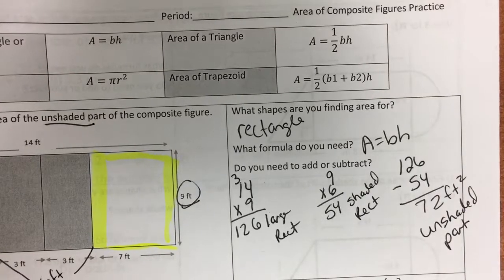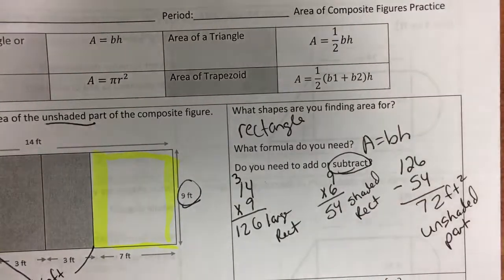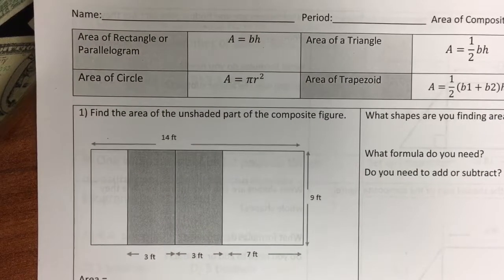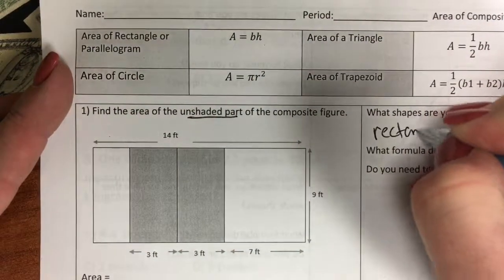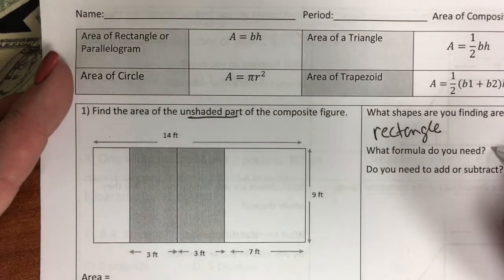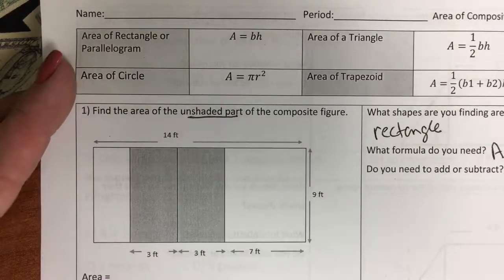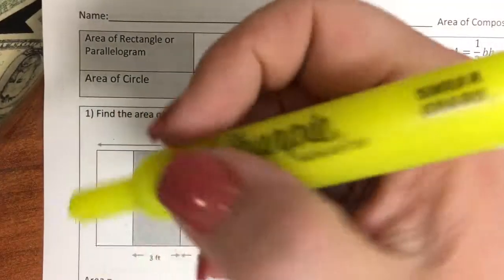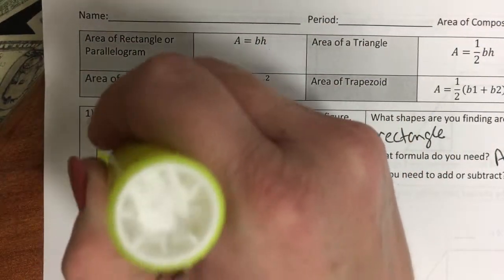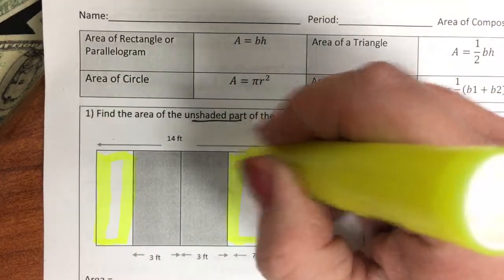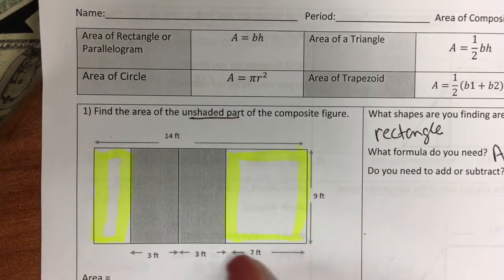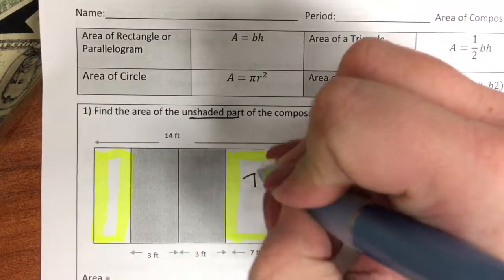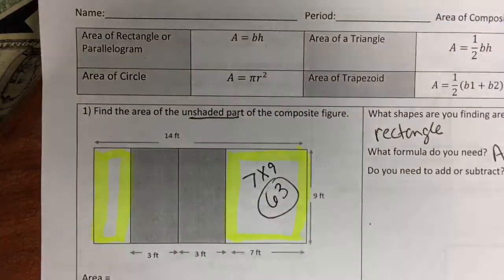All right, so that's one way I could work it. When I work it this way, I subtract. Okay, I'm gonna work it again, and I'm gonna show you how we can do it by adding. Okay, so we're gonna find the unshaded part. It's the area of rectangles. I need areas equal to base times height. So I'm finding the area of the unshaded part, which is this rectangle and this rectangle. So what I can do is I can find the area of just this rectangle. So that's going to be 7 times 9. 7 times 9 is 63.